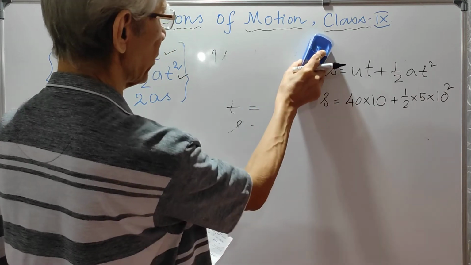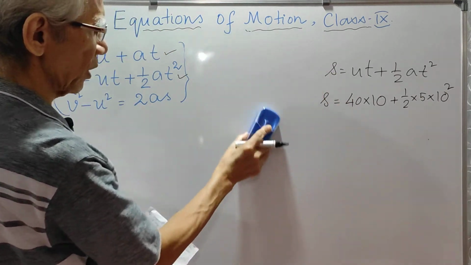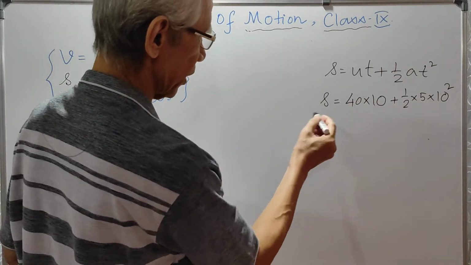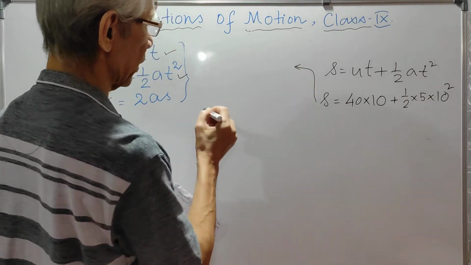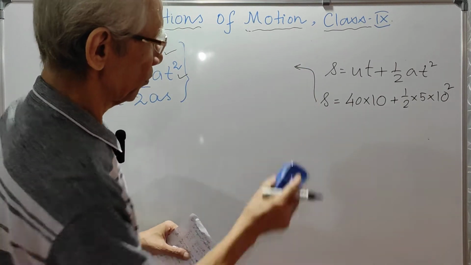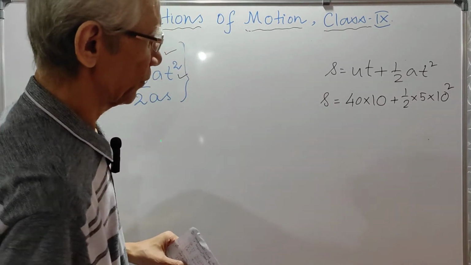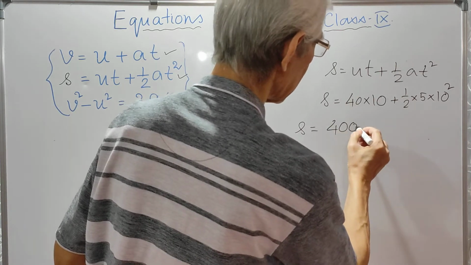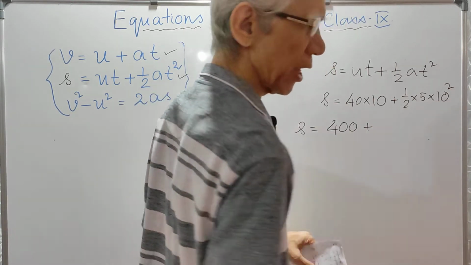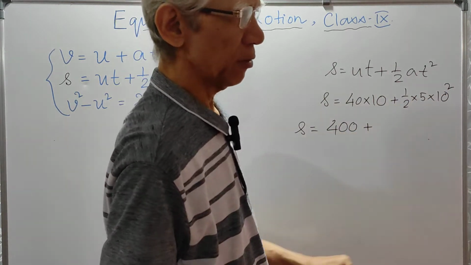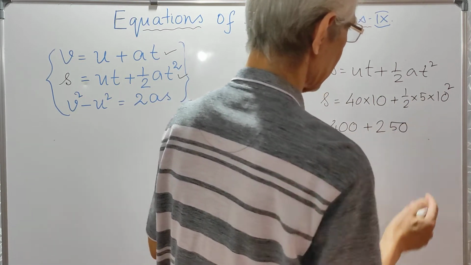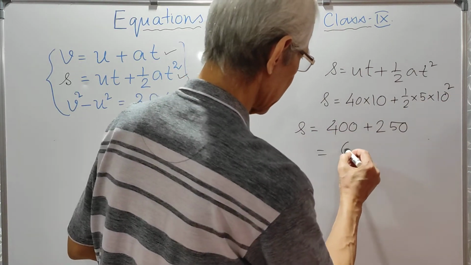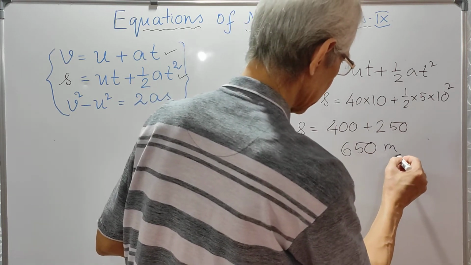So write the proper equation containing the variables given, and then simply put the value and then calculate. So I'll show the calculation here. So s equal to, yes, this is 400 plus, 10 square is 100. So half into 5 into 100. What do you get? 250. Half into 5 into 10 square 100. So you get 250. So s equal to what? Yes, 650. Unit is meter.